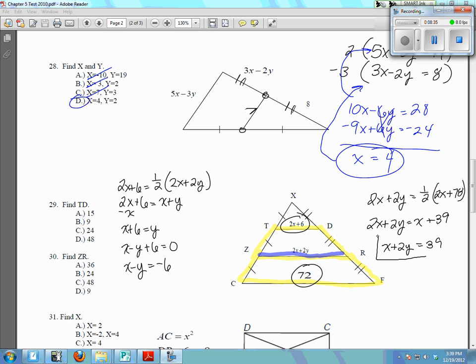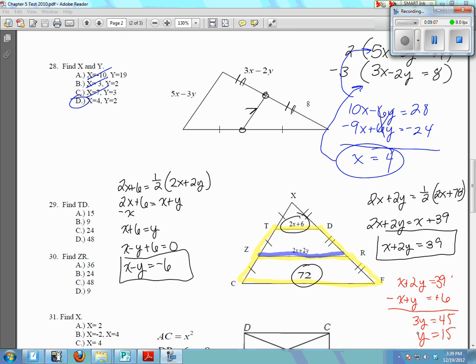So now I'm going to take this equation here and this equation here and solve for my variables x and y. In order to do that, I need to set up a system of equations, so I'll take x plus 2y is equal to 39, and I'll take x minus y is equal to negative 6. I'll just multiply this bottom one by a negative to get my x's to cancel out. So it gives me 3y is equal to 45. So y is going to be 15. And if y is 15, x has to be 9 if I plug it into this to solve for x. So x is 9.